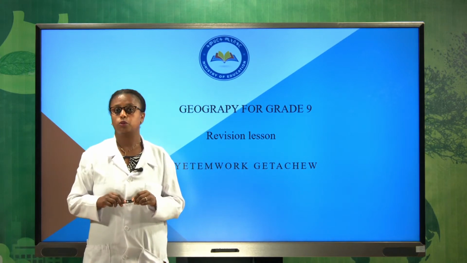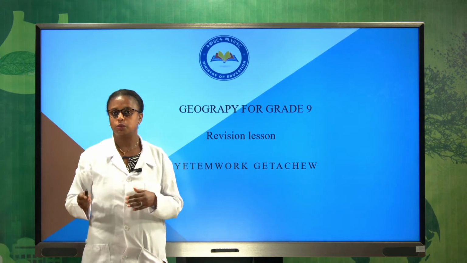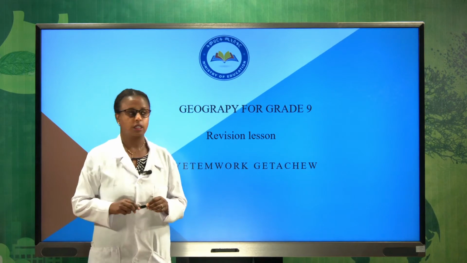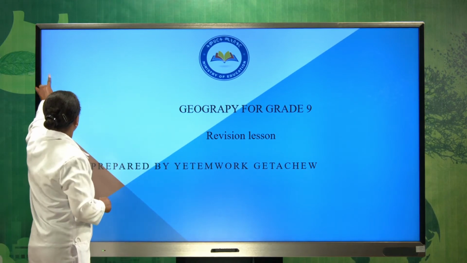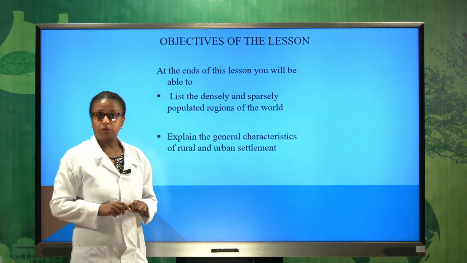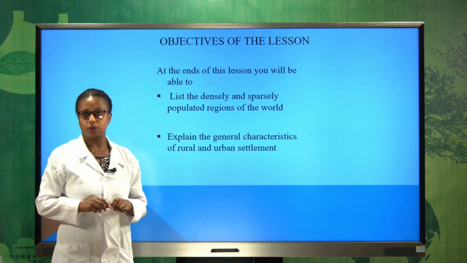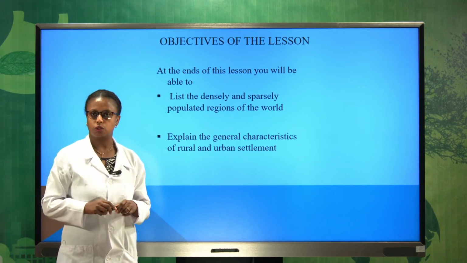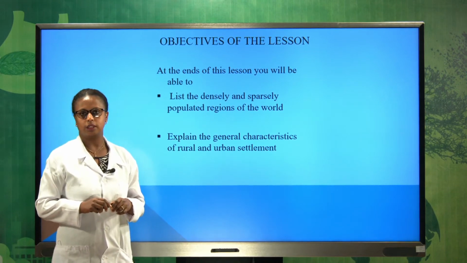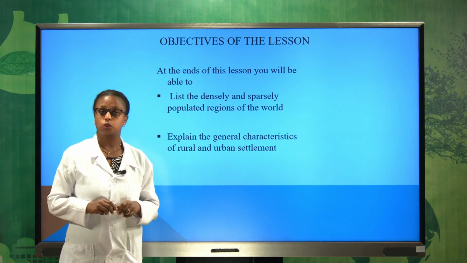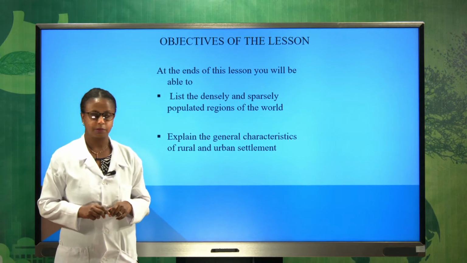Today we are going to discuss population distribution and settlement pattern. At the end of this lesson, you will be able to list densely and sparsely populated regions of the world. You will also be able to explain the general characteristics of urban and rural settlements. Students, are you ready to start the lesson? Good.